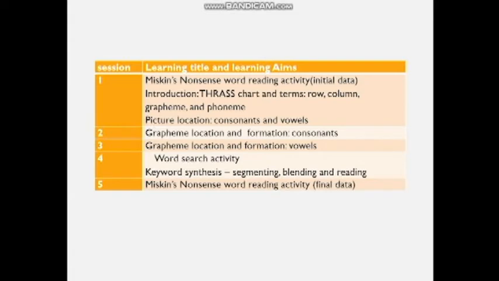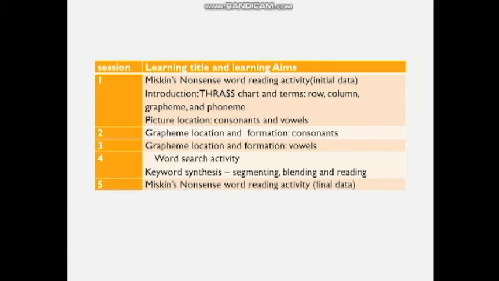And then we have also the introduction to the Thrass chart and the terms such as row, column, grapheme, and phoneme. And then we have picture location. They have to locate the pictures for consonants and vowels. So for the second session, we have grapheme location and formation. It is mainly focused on consonants. In the third session, we have grapheme location and formation, and it's mainly focused on vowels.